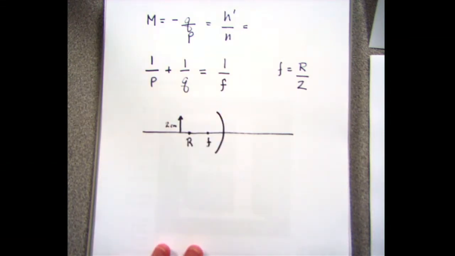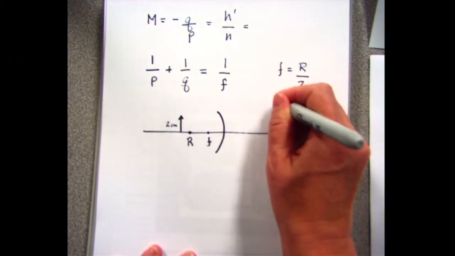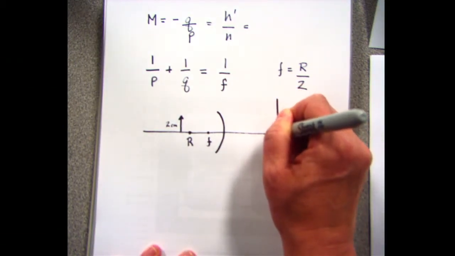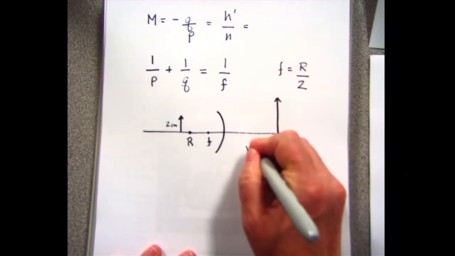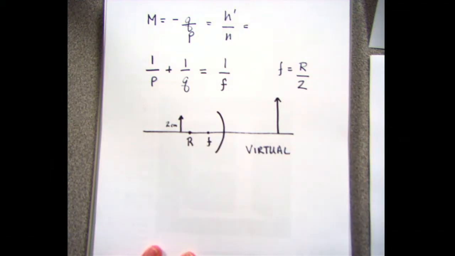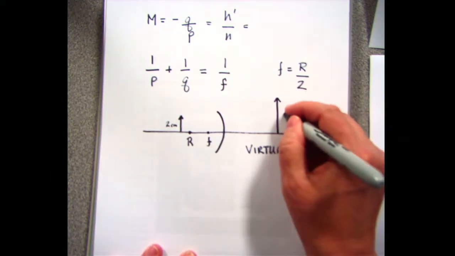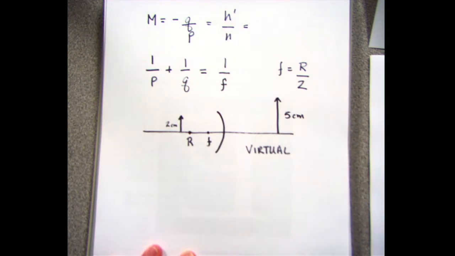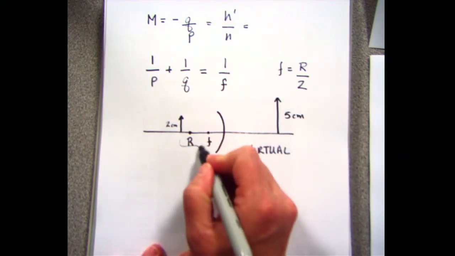And we're told that we get an image that is 5 centimeters tall. So it's big and it's virtual. Virtual tells me it's going to be behind the mirror. Okay, and it's 5 centimeters high. And we are also told the object is placed 3 centimeters in front.